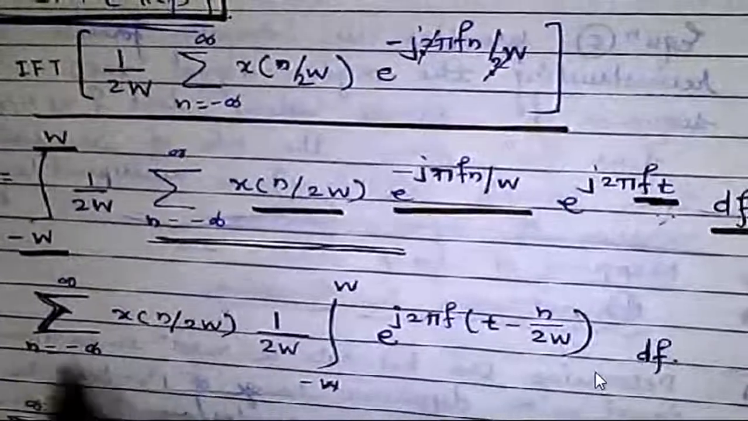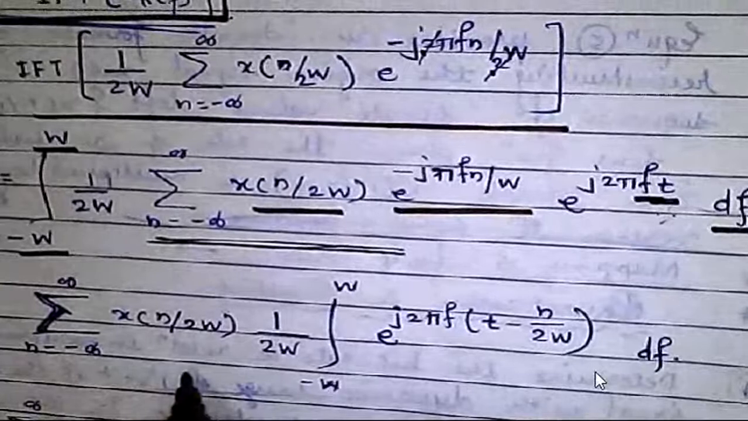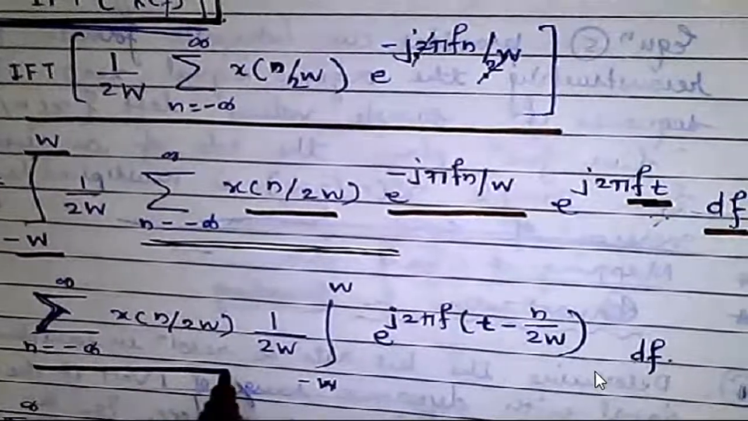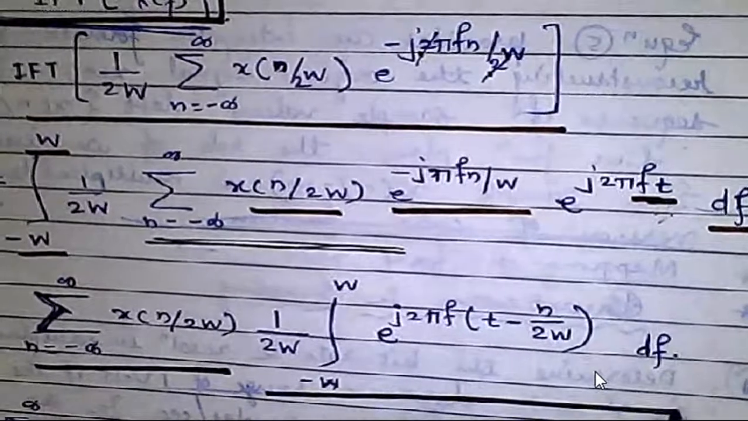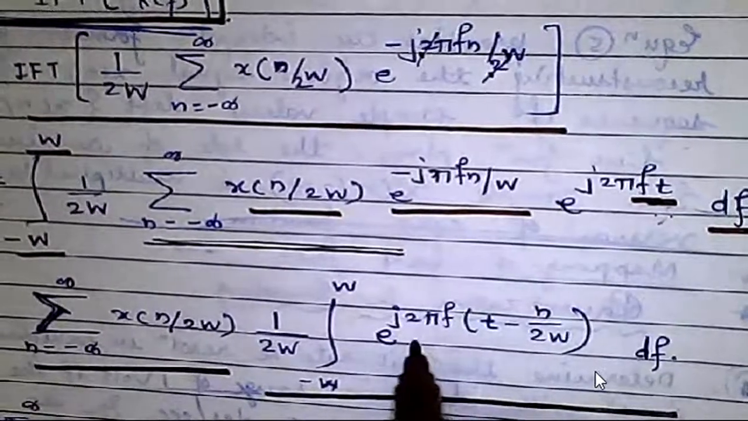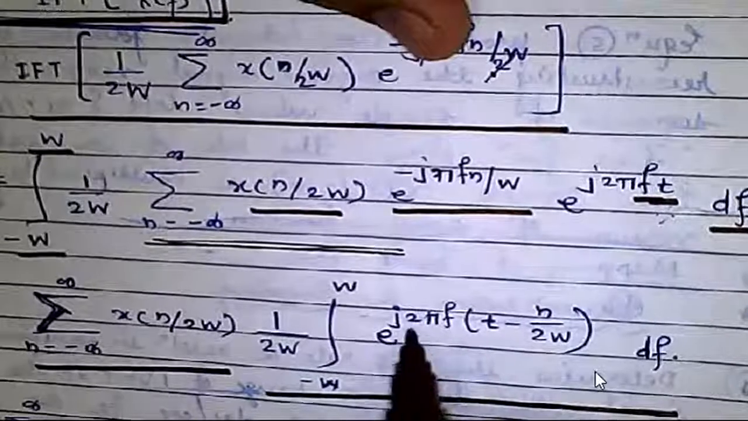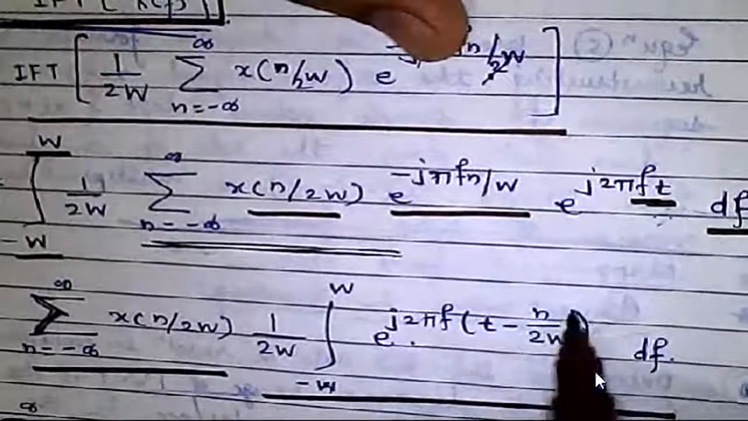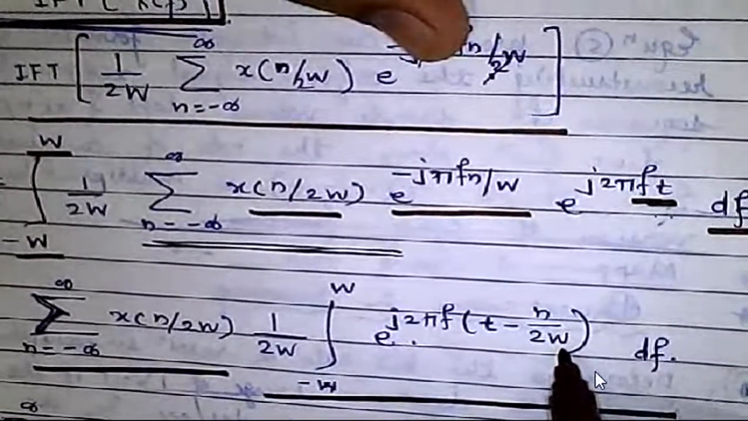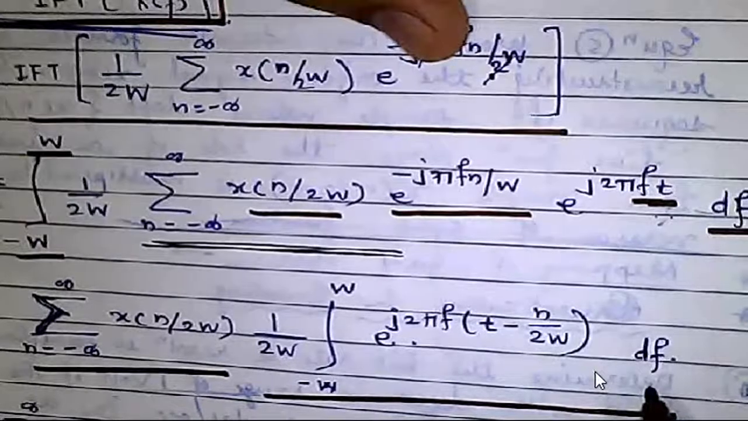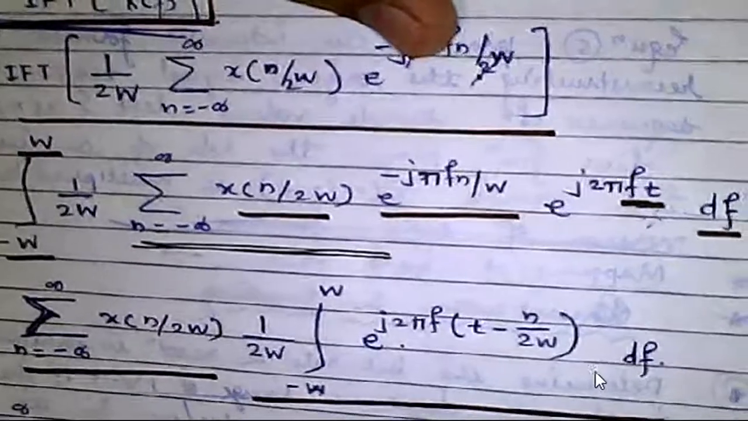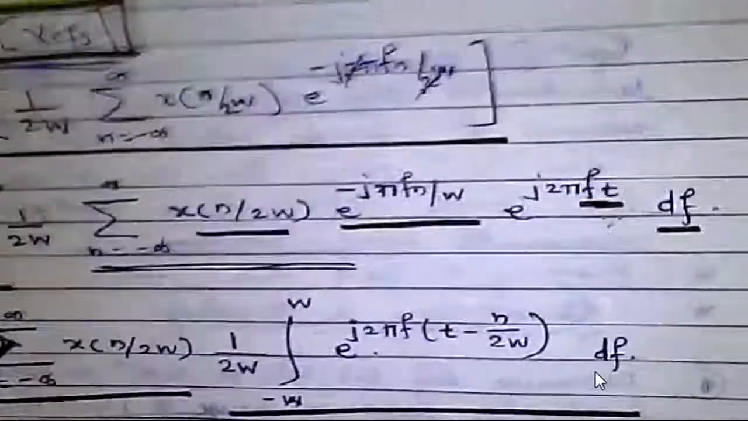Now, in the next line, the simplified format of the same equation is mentioned. Here the summation is simply separated out along with the integral terms. This is simply the rearrangement of e raised to j 2 pi f into t minus n by 2W. So it is again with respect to f itself, the integral with respect to f.